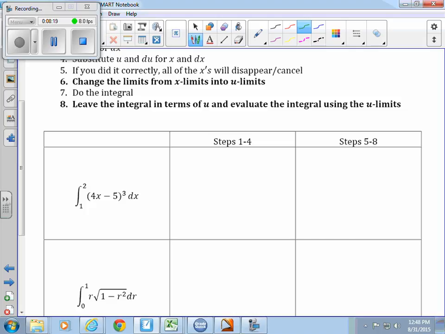Okay, let's look at that first problem. Just like yesterday, what is a good u for this problem? 4x minus 5 is a wonderful u. du would be 4 dx, so 1/4 du would be dx. So my integral is u cubed times 1/4 du.